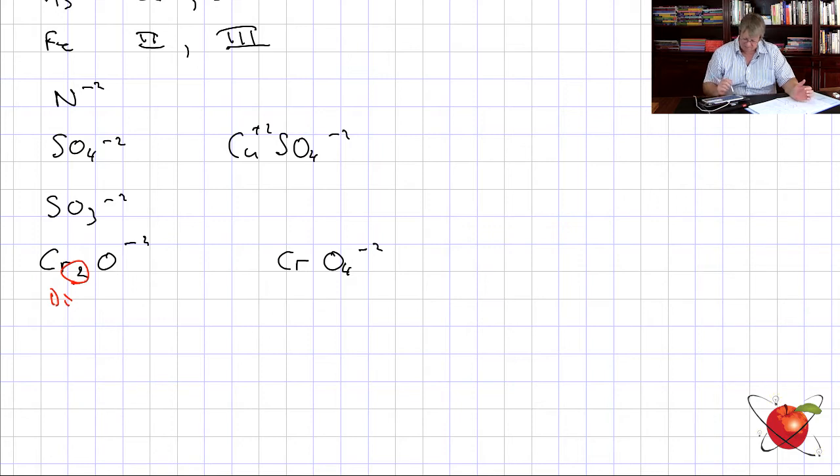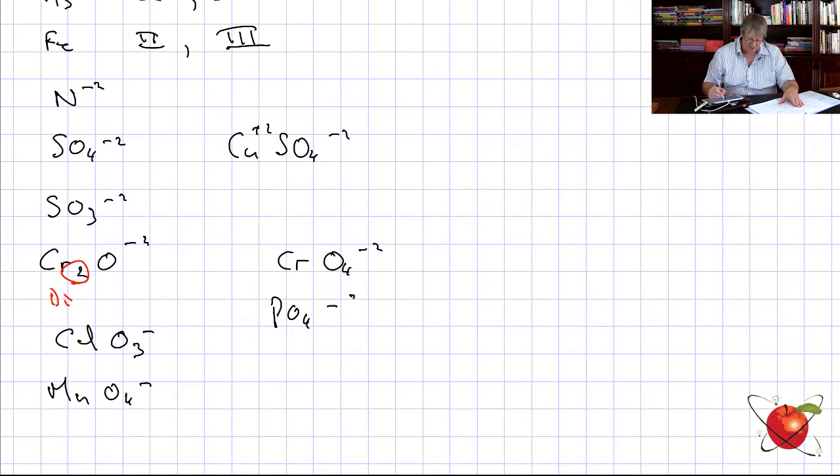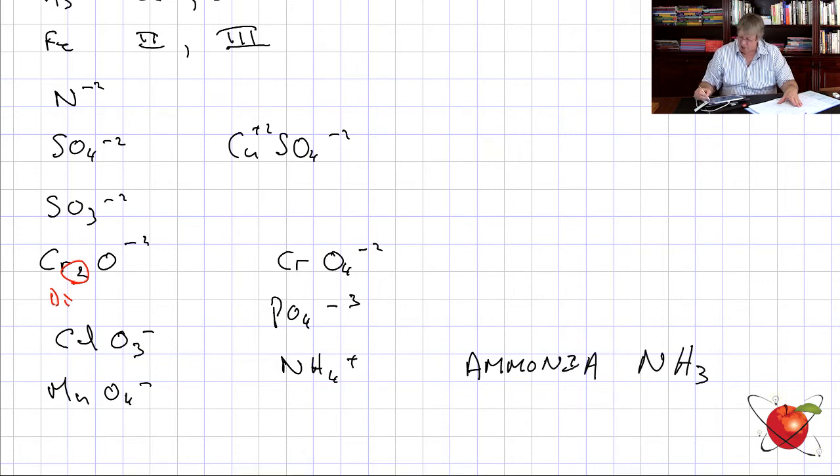Right, let's have a look at the next one. The next one we had there was chlorate, which is ClO3 minus. Permanganate, MnO4 minus. Phosphate is going to be PO4 minus 3. Very important one. Ammonium, NH4 plus, as opposed to ammonia, which is NH3, no charge.